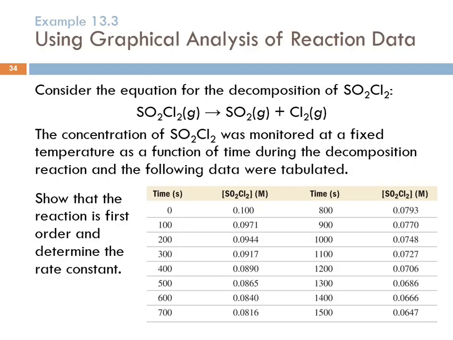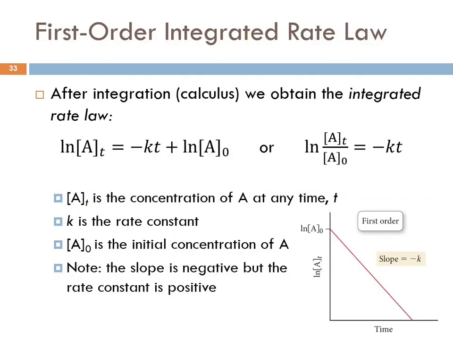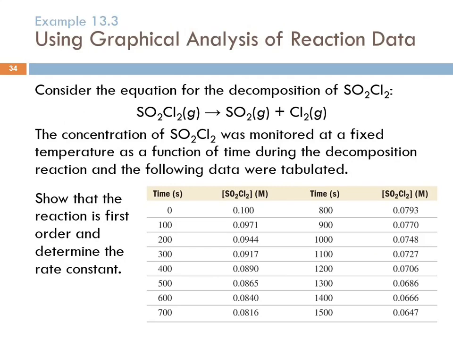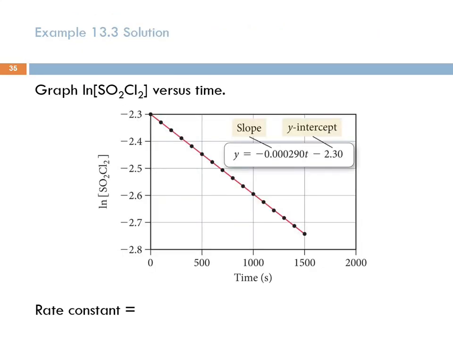Oh, you used 2.30 because it's the y-intercept. You just had the negative 0.000290 seconds. Oh, yeah, that's what I was thinking. That's an excellent question. The slope is the rate constant. The 2.3 is the natural log of the initial concentration. Okay, good question.